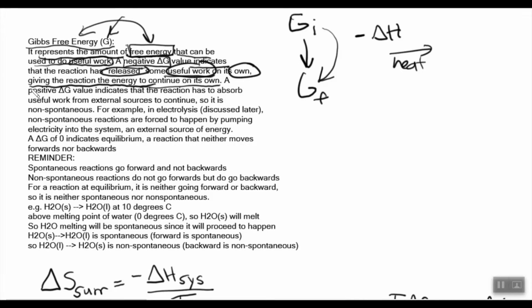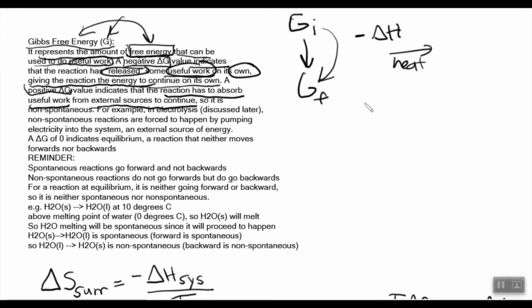Now, what about a positive ΔG? Well, a positive ΔG indicates that we won't be releasing any Gibbs free energy. We will instead need to absorb Gibbs free energy for this reaction to start up. Because there's no Gibbs free energy that's just floating around ready to give the reaction a kind of kick to start, that means that the reaction has to absorb useful work from external sources to continue.